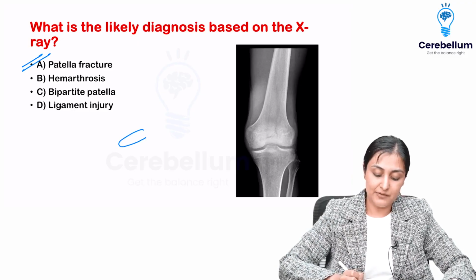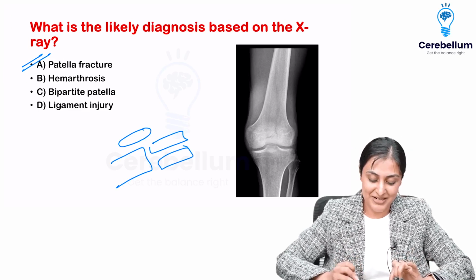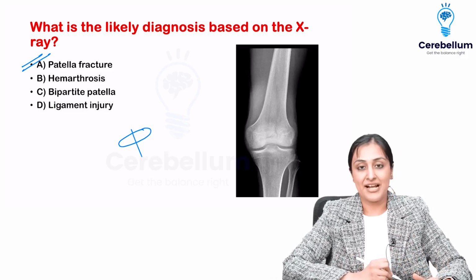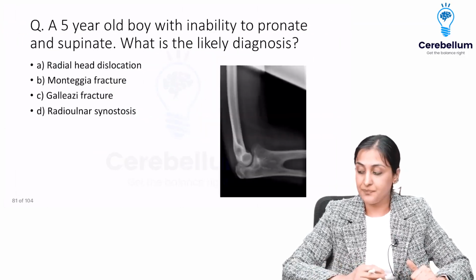Normally for the patella, we will do what is called a skyline view. This is what it will look like. This is not exactly what it will look like, but basically you will see the patella in view and there will be a fracture associated. So that is how a patella fracture appears.